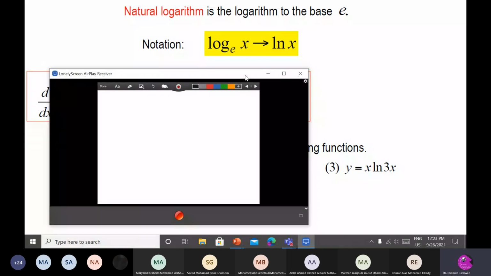How to solve this one? Yes, you remember you have a multiplication rule in this one. So be very careful here. You would like to have d by dx for x ln 3x. So in this case, you remember the product rule.